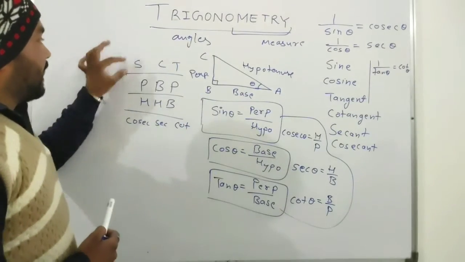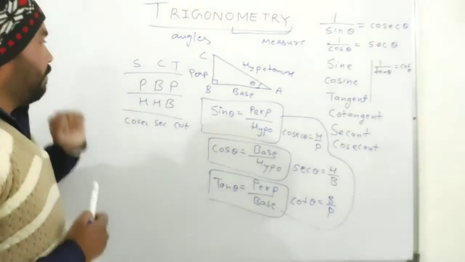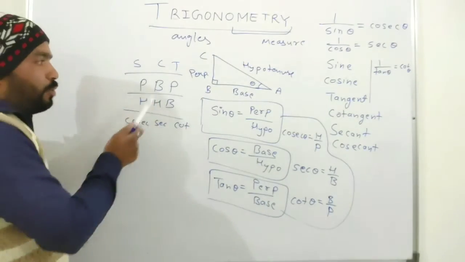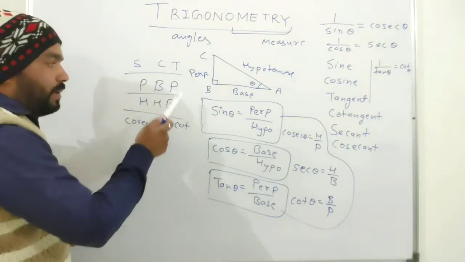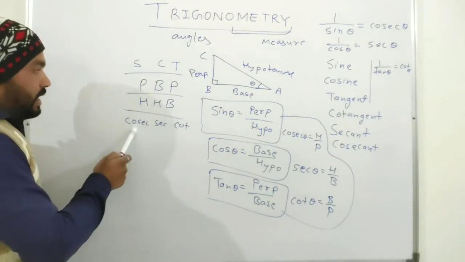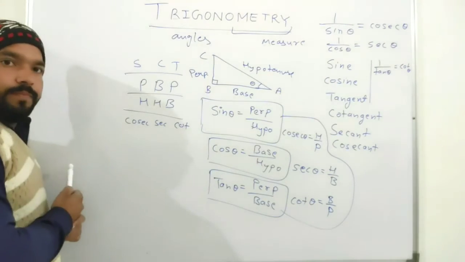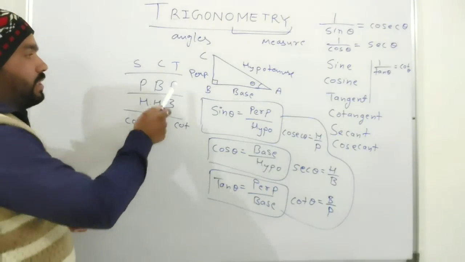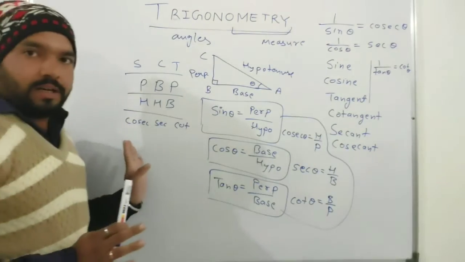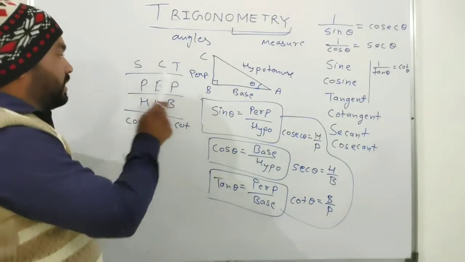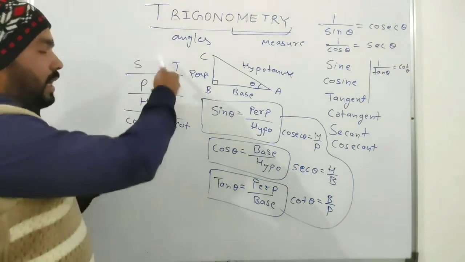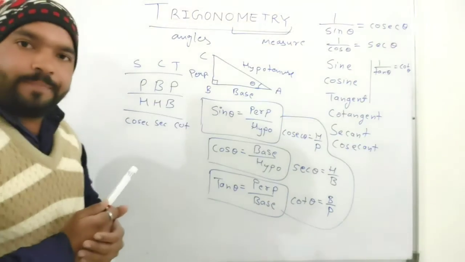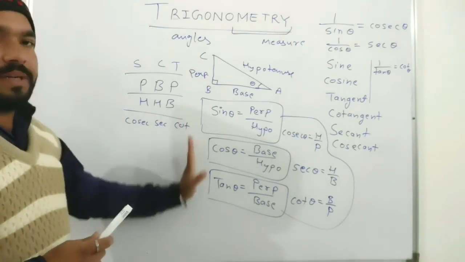So sin theta equals perpendicular upon hypotenuse, cos theta equals base upon hypotenuse, tan theta equals perpendicular upon base. In this way, cosec equals hypotenuse upon perpendicular, sec equals hypotenuse upon base, and cot equals base upon perpendicular. We can remember this with Pandit Badri Prasad har har bole sona chandi tole, and we know the reciprocals of sin, cos and tan. In this way we can remember these things.